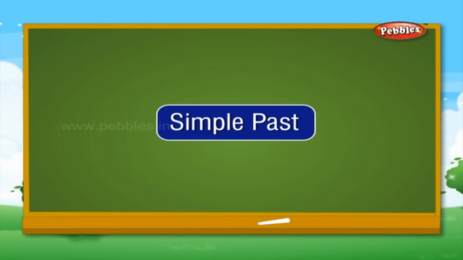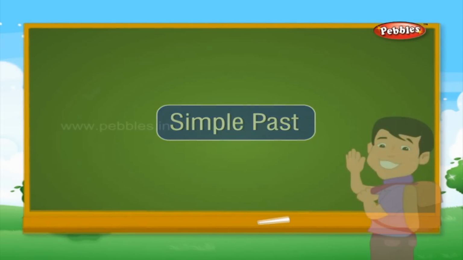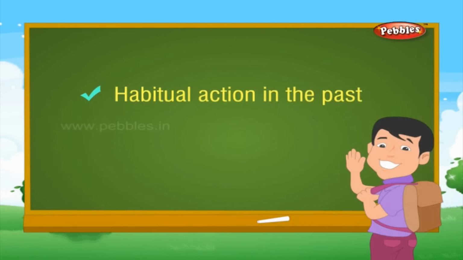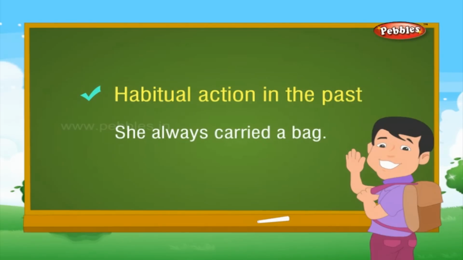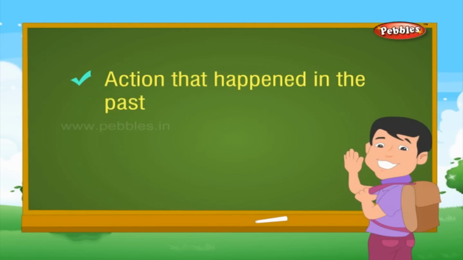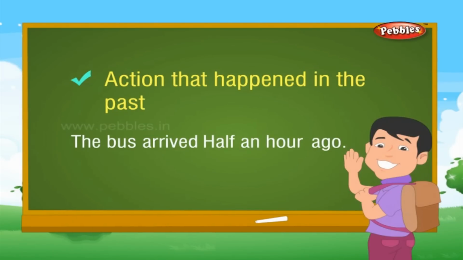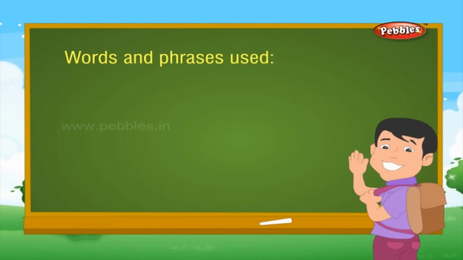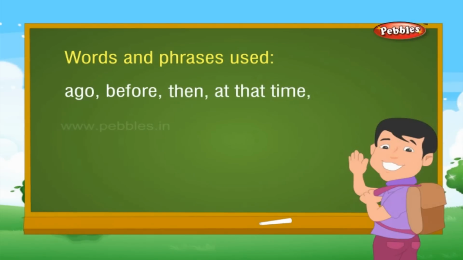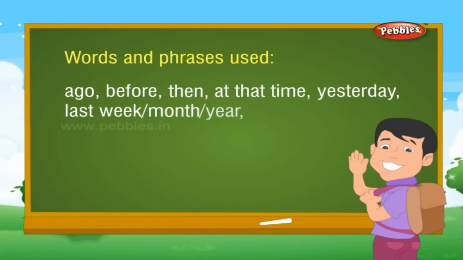Simple past. Habitual action in the past. She always carried a bag. Action that happened in the past. The bus arrived half an hour ago. Words and phrases used: ago, before, then, at that time, yesterday, last week or month or year, ancient, in 1985.